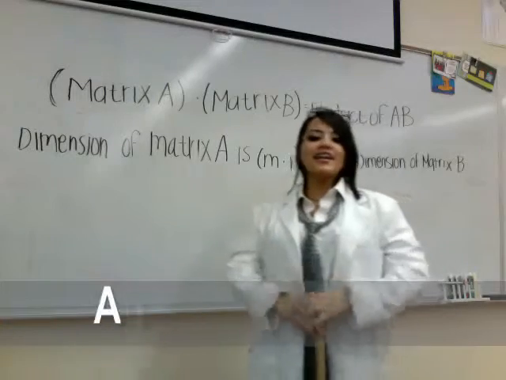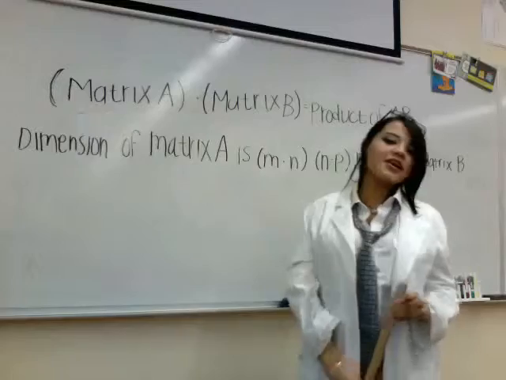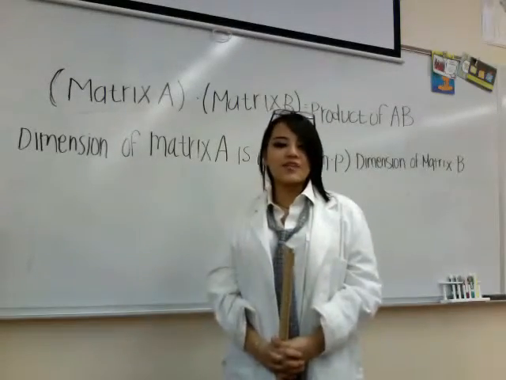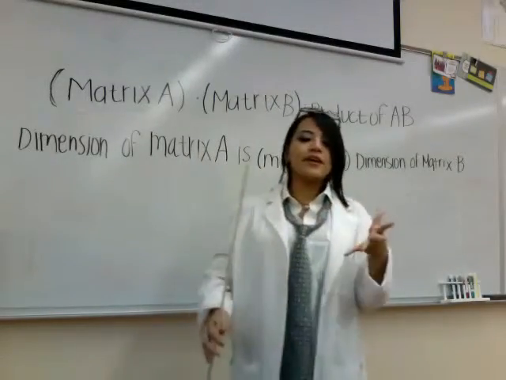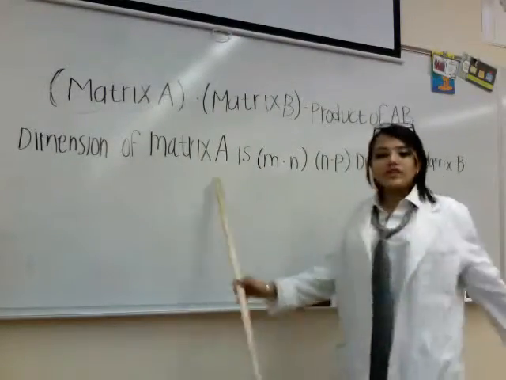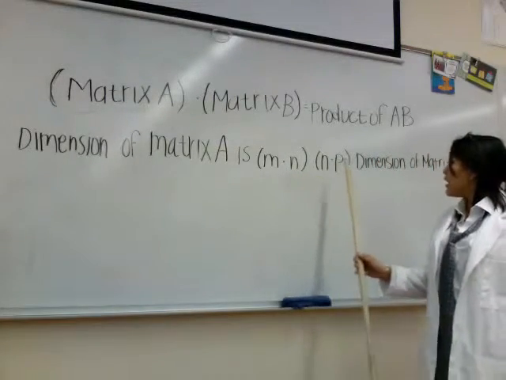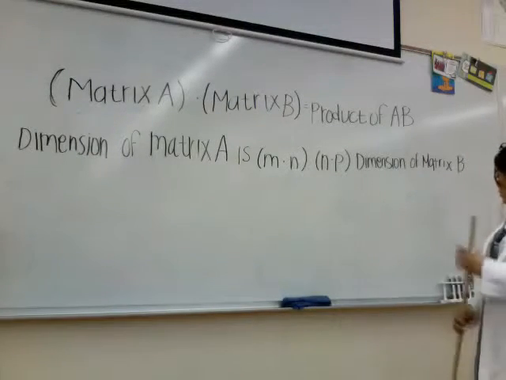Hello class, I'm Mel, and today we'll be going over how to multiply matrices together. The first thing you need to know before multiplying these matrices together is whether or not they will work together. Basically, if matrix A is m times n, then the dimension of matrix B is n times p.